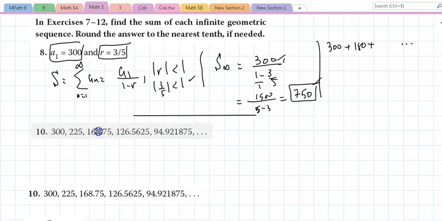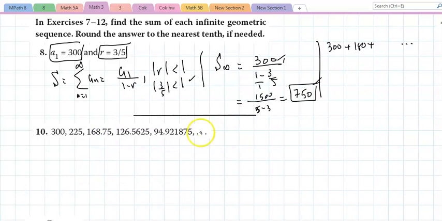And this is, again, the key in you figuring out which of those two formulas to use. Is it finite or infinite? This is infinite. And only geometric series has an infinite sum. So first I need to figure out, well, a sub 1 is 300. That's easy. That's given. I need to figure out r.